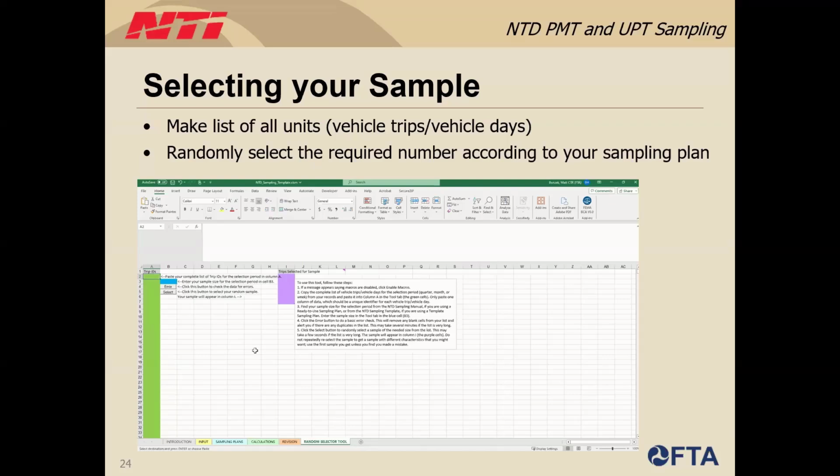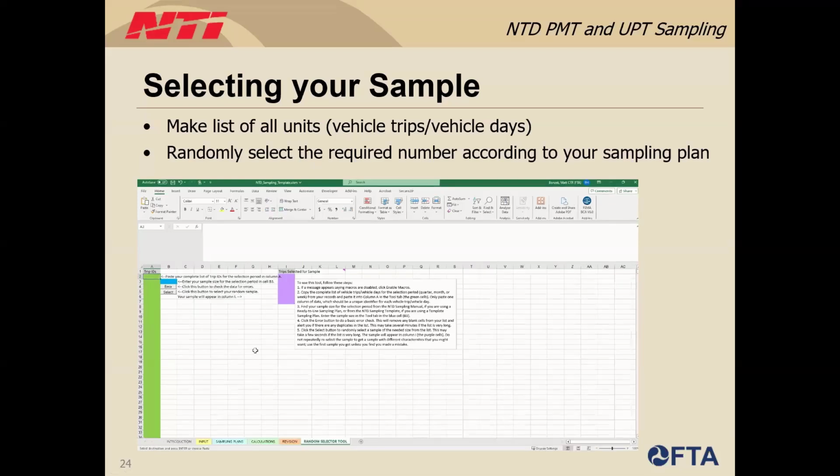Out of that list of all the vehicle trips in the period, you need to randomly select the number that your sampling plan requires. Randomly means that each vehicle trip should have an equal chance of being selected, and each trip can only be selected once. There are several different ways you can do this, but for your convenience, FTA created a random selector tool that you can use. You're welcome to use any other random selection method, but I'm going to demonstrate how to use the tool.